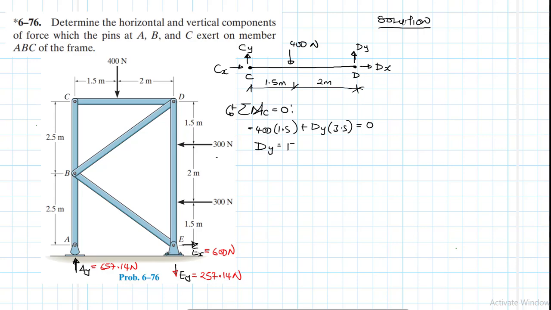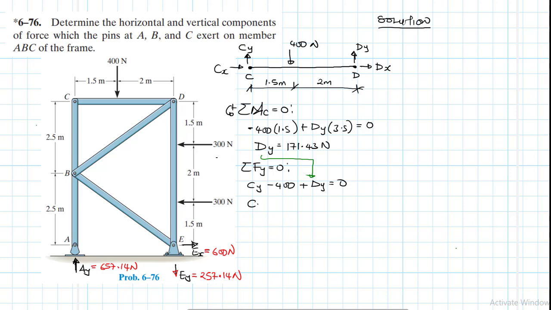So I have dy equal to 171.43 newtons, right? 400 by 1.5 divided by 3.5, 171.43. All right. And then summation of forces in the y direction, like so. So I have my cy minus 400 plus dy equal to 0. I've already calculated what dy is, so we just replace it there. And if we did so, we're going to calculate our cy.